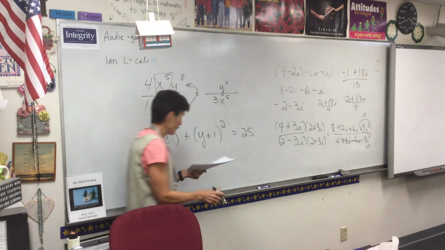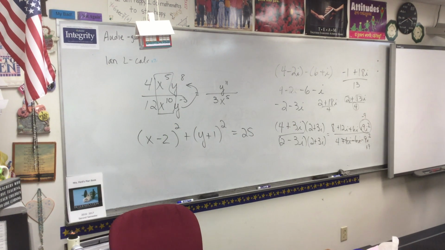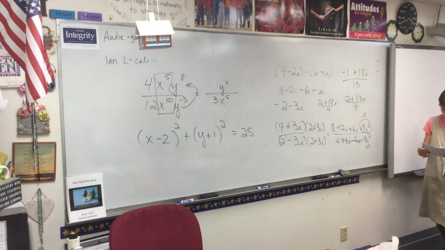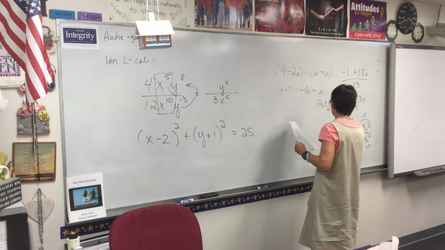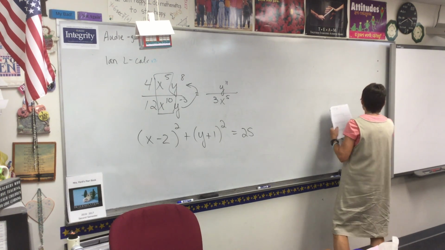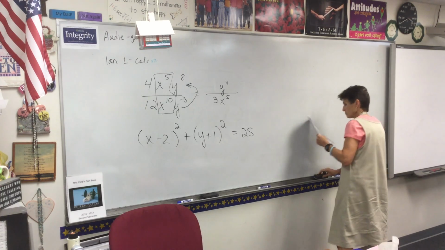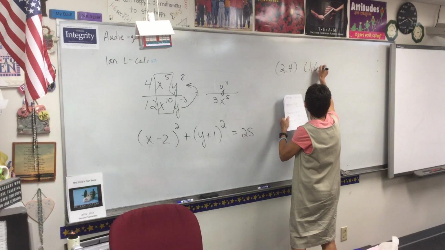All right, write the equation of the line. Okay, so what pops into your head when we say write the equation of a line? Gotta find the slope. So our points are 2, 4, and 1, 6.